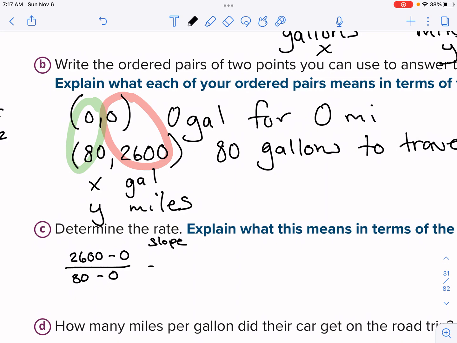This calculation is not too bad. We'll get 2600 over 80. Actually, let's just write that. So what does this represent? This represents exactly what we use.